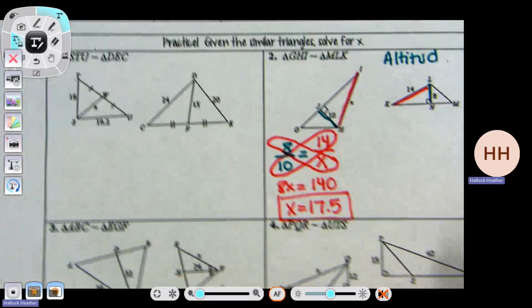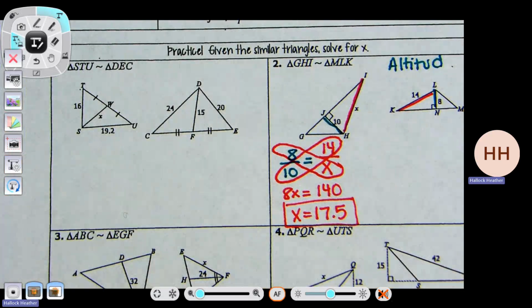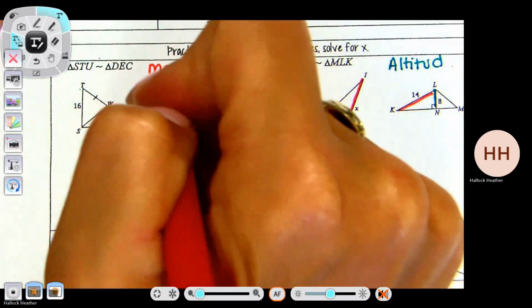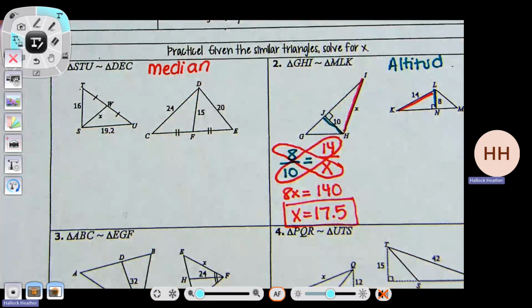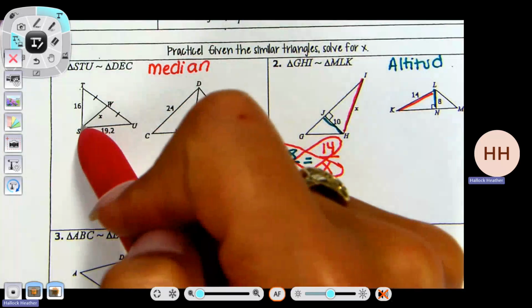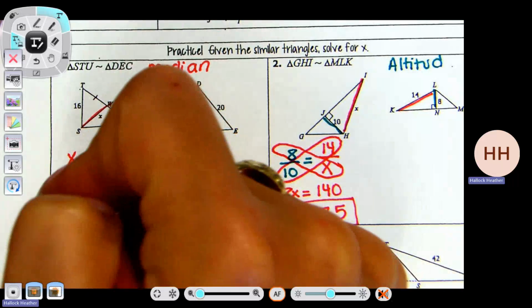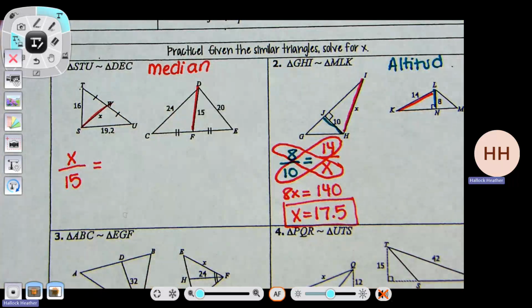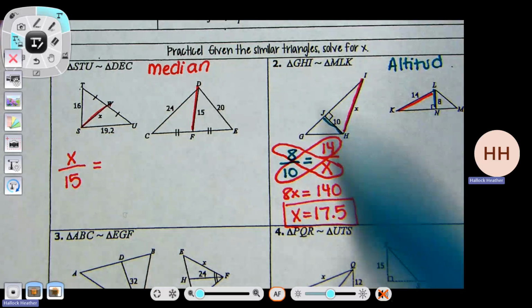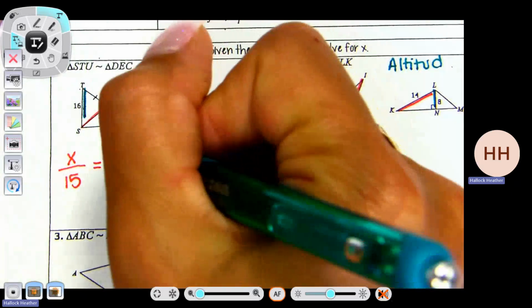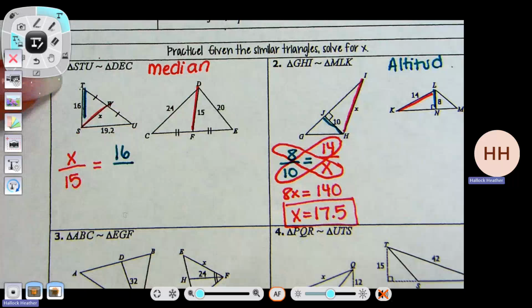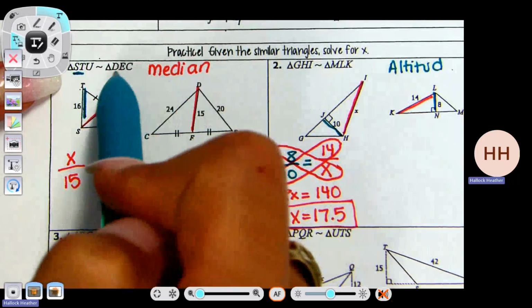Okay, let's try number 1. So number 1, is this an altitude, a median, an angle bisector? This is a median. So let's choose the median on the small triangle, X. What's my median on my big triangle? 15. And now this one you have to be careful with because there's multiple numbers. You just choose a number on the small. So if I choose 16, if you're not sure which number that matches with, you use your similarity statement. ST is matching with DE.